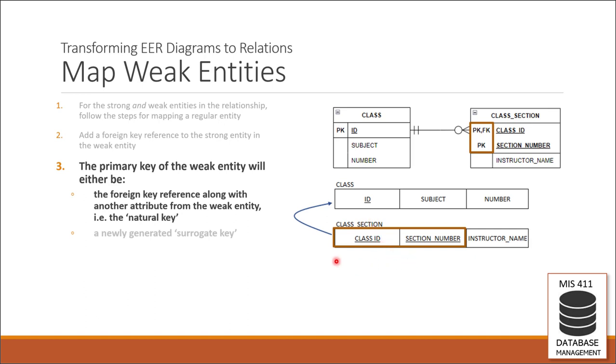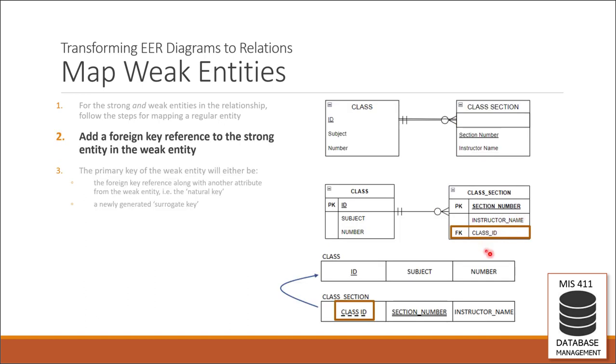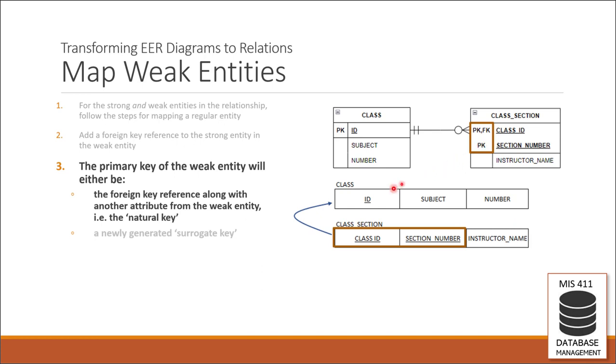Okay, and then finally there's this bit. And this ultimately is going to come down to a design decision. So up to this point, we really haven't had a sufficient primary key for class section. Even the section number, as I said, is not really a primary key. So this is not its final form, so to speak, right? So we have two options, essentially. One is to use what's called the natural key, which is where the primary key is a combination of one or more attributes from the weak entity, as well as whatever foreign key we're using to the strong entity.